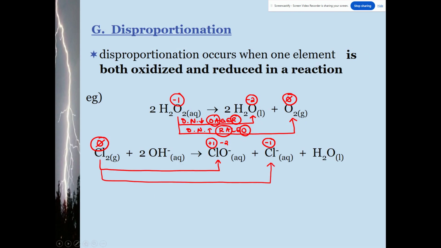Okay, so disproportionation is when one element is both oxidized and reduced in a reaction. So it has to be in two products, and in each product, in one of them, the number has gone up, and in the other, the oxidation number has gone down.